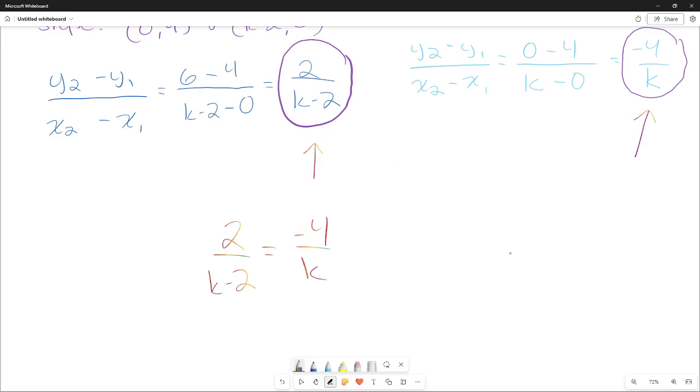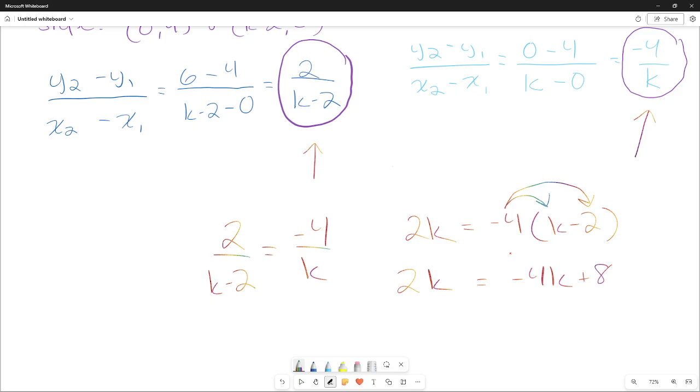So 2 times k is just going to be 2k. And negative 4 times k - 2. We have to distribute it. So negative 4 times k is negative 4k. And then negative 4 times negative 2. A negative times a negative is positive, and 4 times 2 is 8, so that will be plus 8.